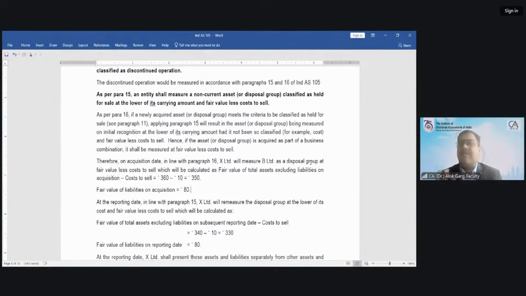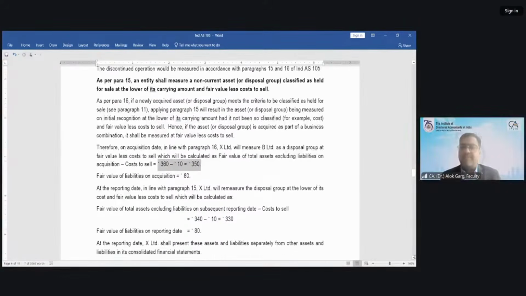350. And the liabilities are separate, and liabilities are also required to be presented separately on the face of the balance sheet. Liabilities associated with the disposal group held for sale. Now, what happened on the reporting date? The company has to remeasure on the basis of fair value less cost to sell. So, what is the value of the asset on the reporting date? Fair value is 360, it becomes 340. Is that clear?